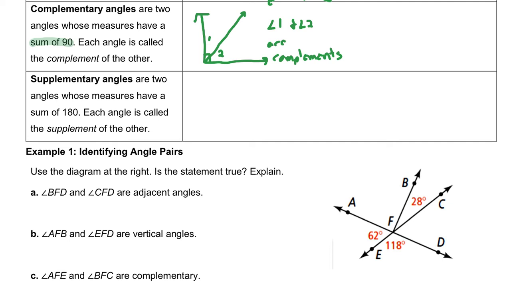So when you see that little square in an angle, that means that angle is a right angle or 90 degrees. Another example of complementary angles, they don't have to be adjacent. I could have this angle being 30, and let's say this angle is 60. Those angles are complements of each other, even though they're not adjacent. They don't need to be adjacent to be complementary.